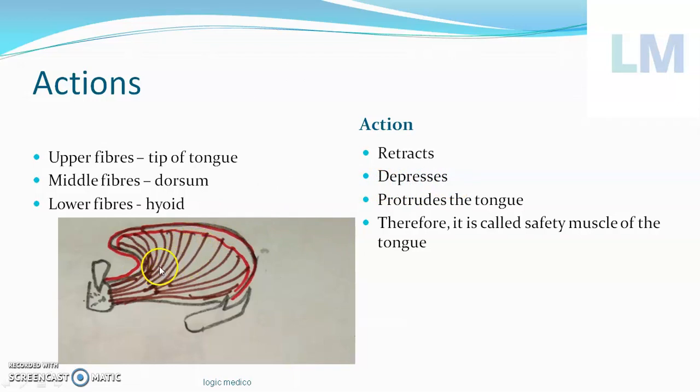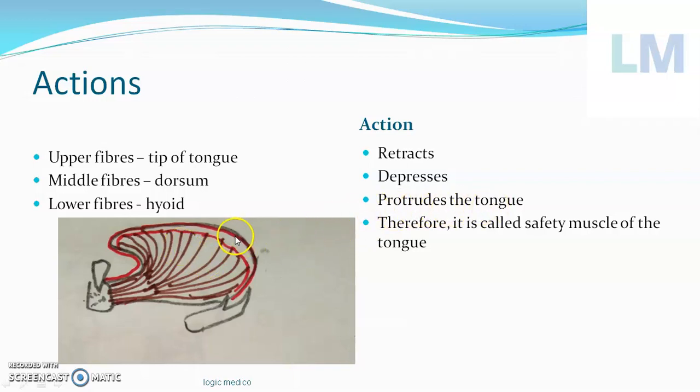The most important action of all these muscles put together is, on contraction, it protrudes the tongue forward. This protrusion of the tongue forward is very important, because just behind this there is the laryngeal inlet. So it pushes the tongue forward. Forget about the anterior fibers, middle fibers, lower fibers. Overall, this muscle pushes the tongue forward. That is protrusion of the tongue.